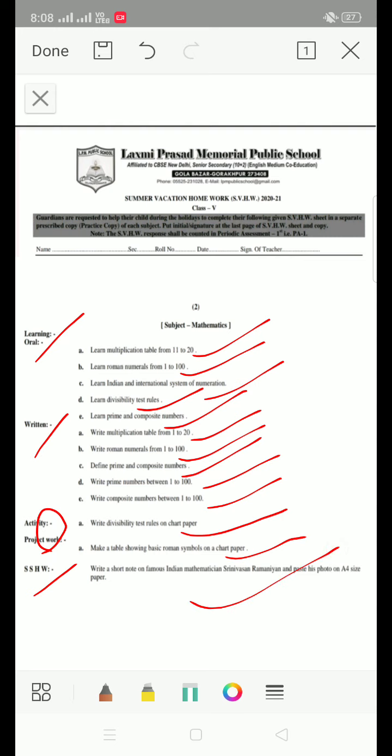In this way you have to complete your summer vacation homework of mathematics. Thank you very much. Have a nice day.